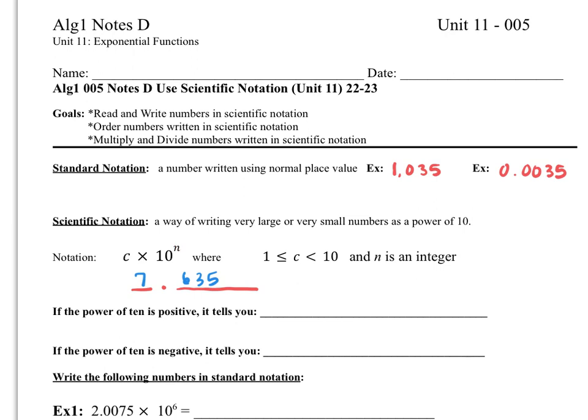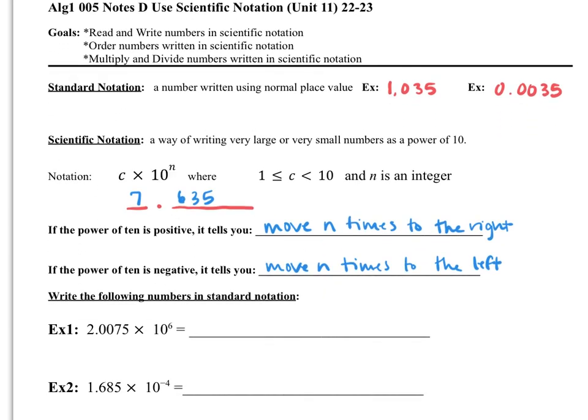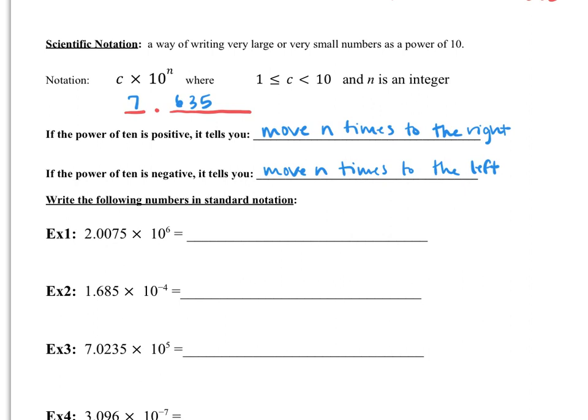The power of 10 is going to tell us where to move the decimal point. So if the power of 10 is positive, so let's say it's like +3, so 10 to the third, we would move that many times, so n times to the right. And if the power of 10 is negative, we're going to move that many times to the left. And that's how we're going to convert from scientific notation back to standard notation. And that's kind of like the easy part. So that's what we're going to do first.